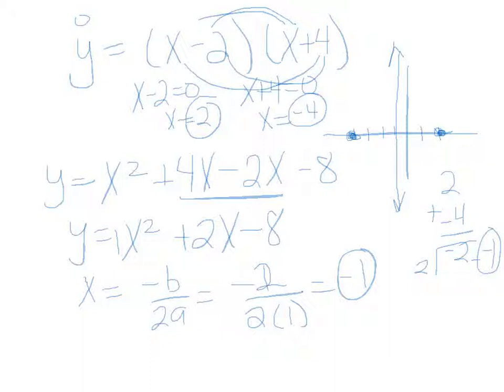Now, to get my vertex, I'm going to go ahead and put negative 1 back in my equation. Let me go all the way up here to the beginning again. And let me see if they'll let me erase.